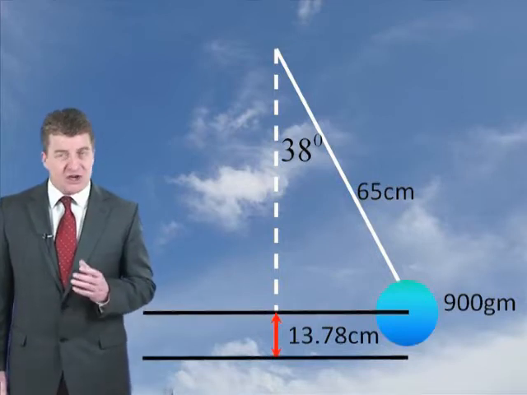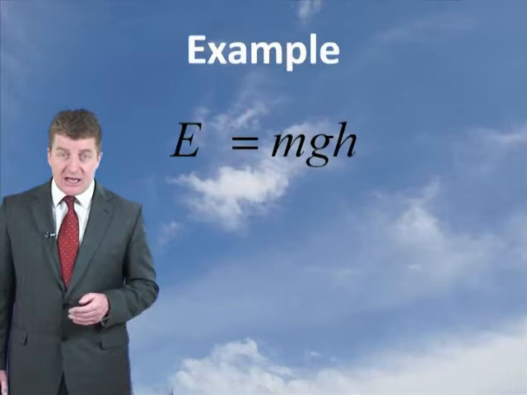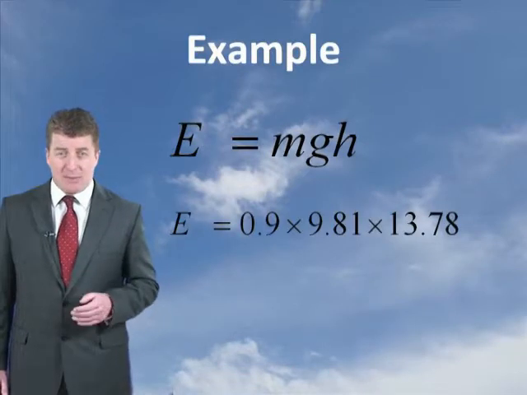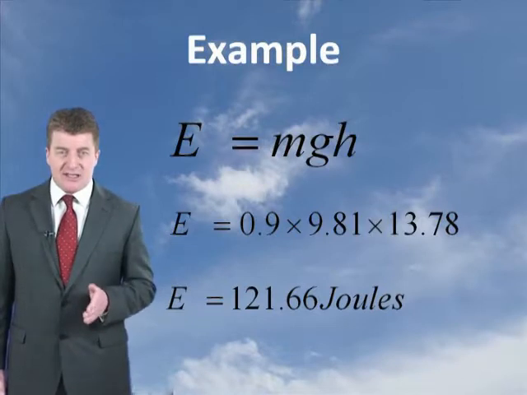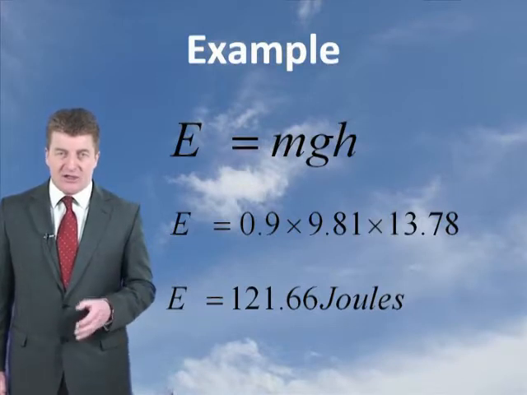Now we've got the height, we can insert all known data in the formula, E equals mgh, and multiply it out. It gives a potential energy of 121.66 joules. That is the potential energy that pendulum has got. Let's cover part B. How fast is the ball travelling as it passes the vertical? Well, we need to determine the speed at the point where all the potential energy is converted to kinetic. Do you understand? At the point where it passes the vertical, all the potential energy will be converted back to kinetic. All of it.